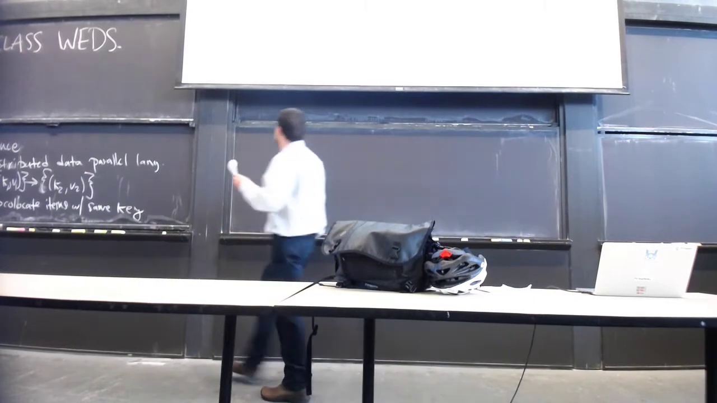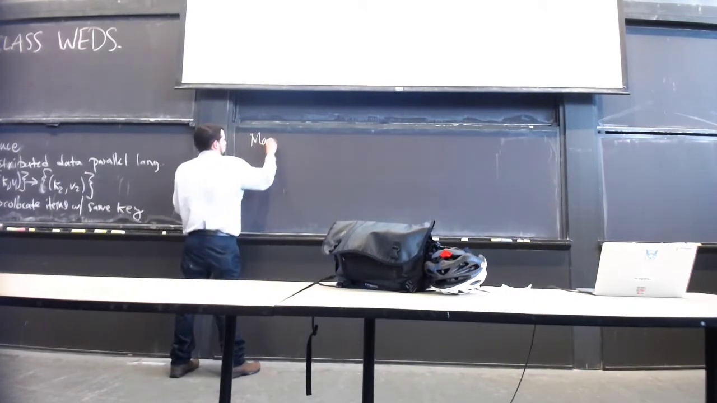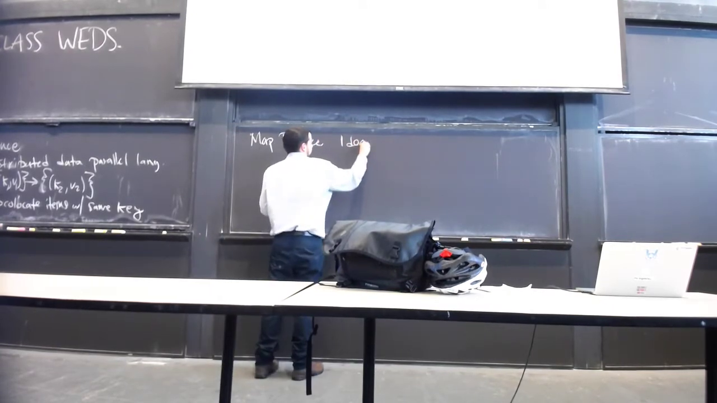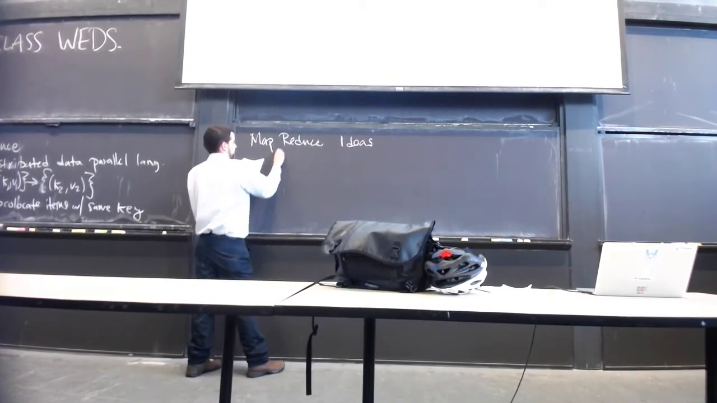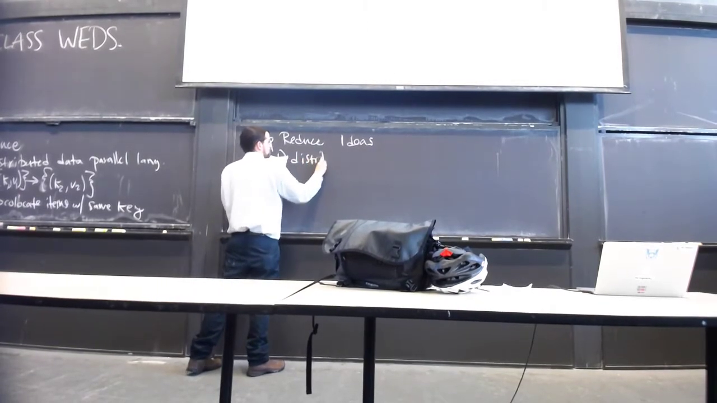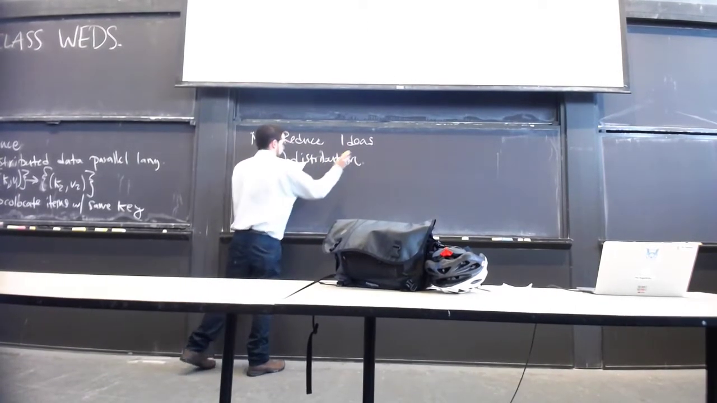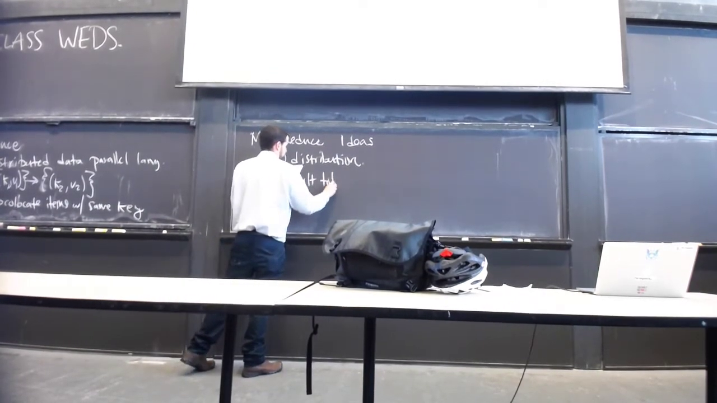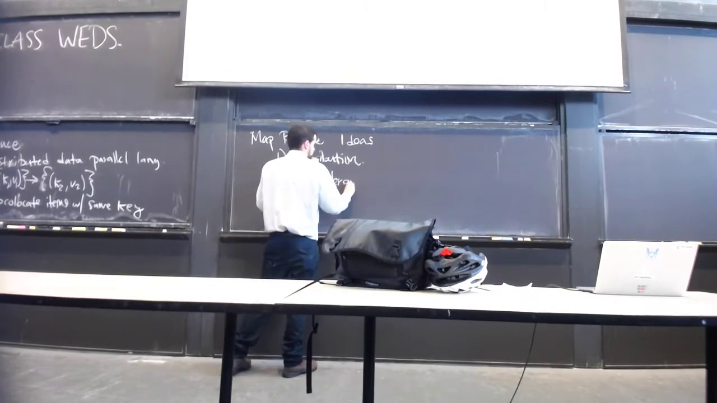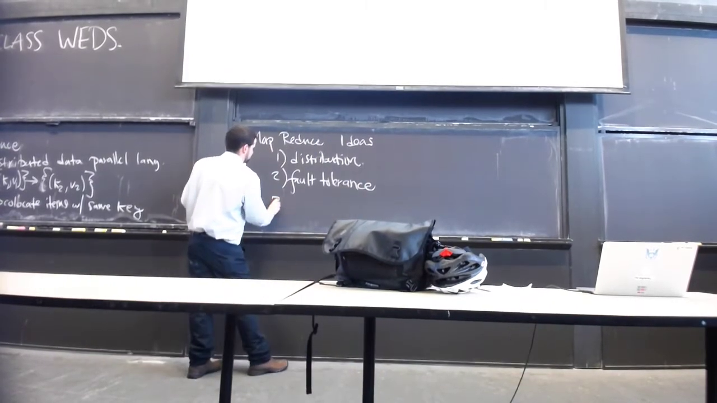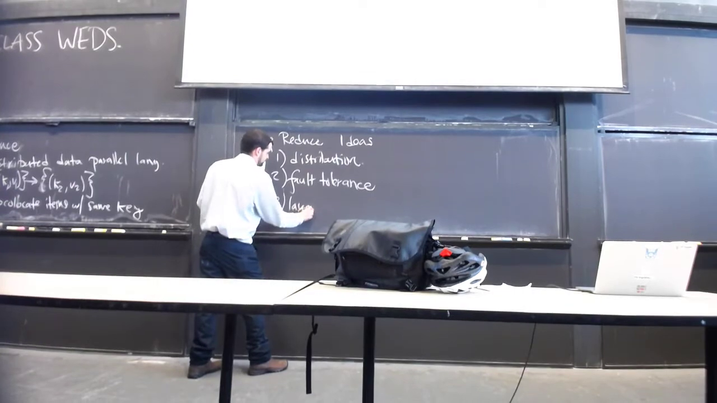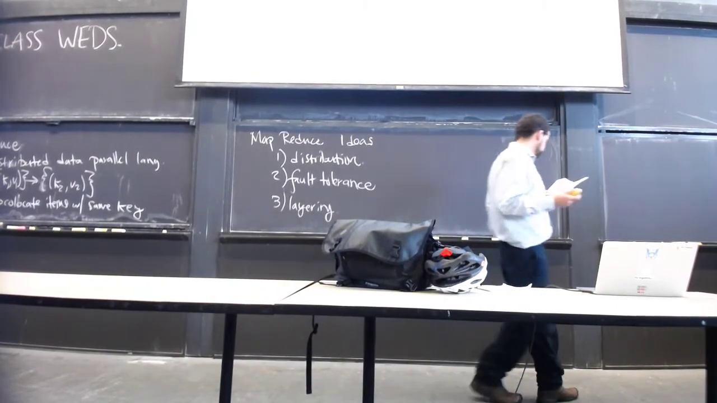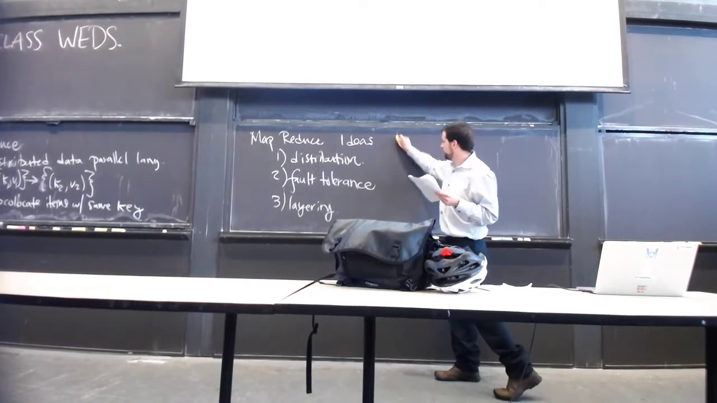So I just want to talk quickly about a few ideas. One is distribution. Two is fault tolerance. And then three, we'll briefly touch on the layering, how MapReduce itself was architected, which is worth talking about.